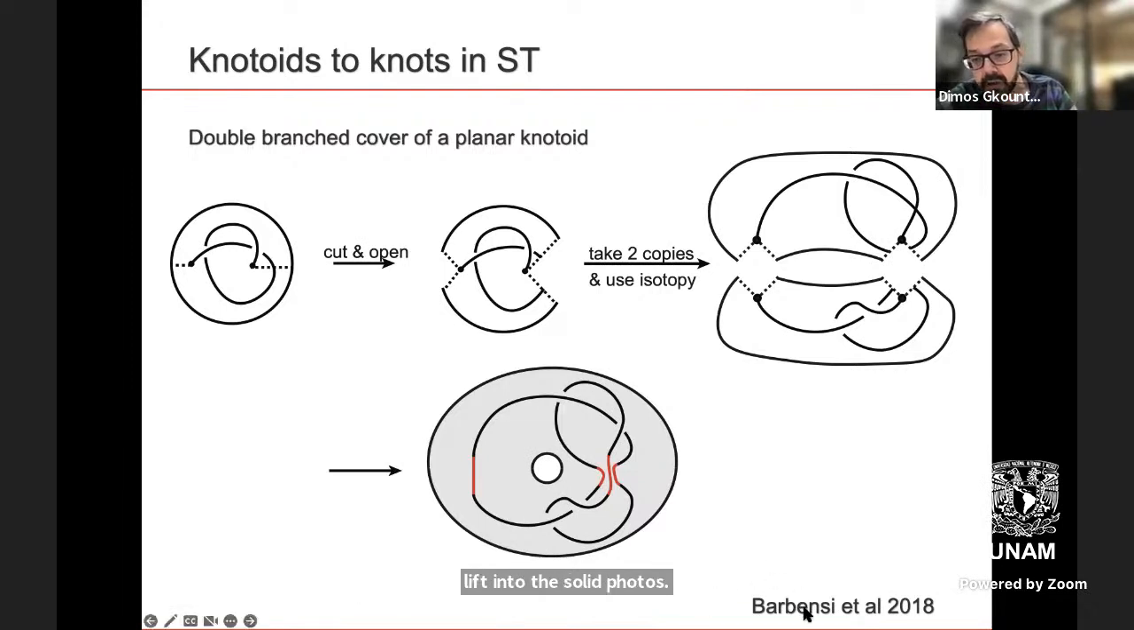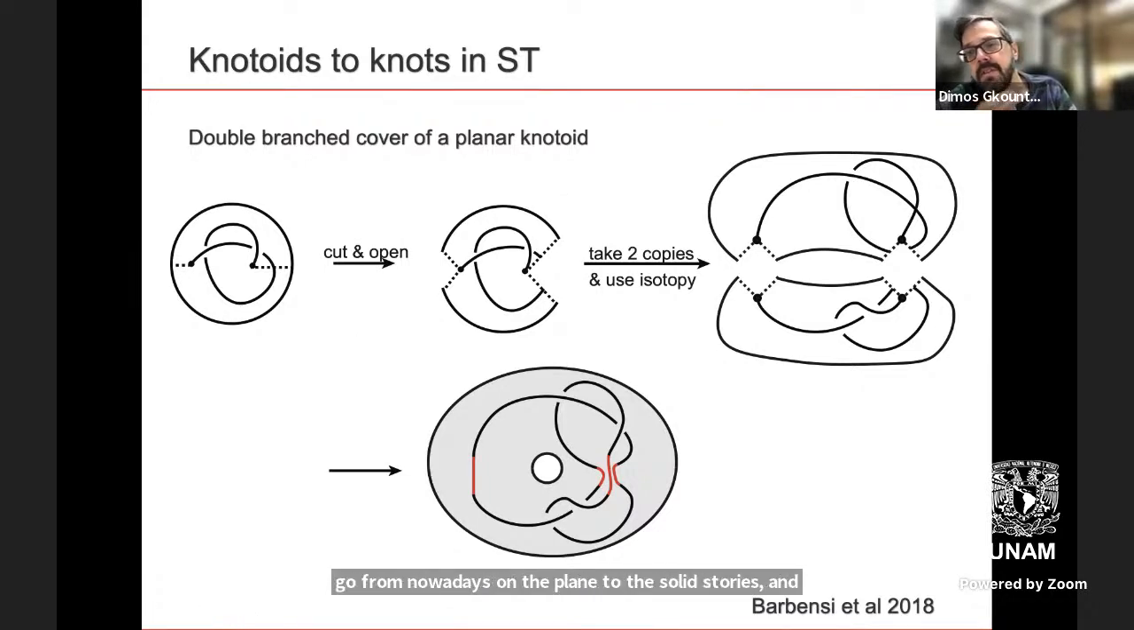For more information, again, I will just cite this paper by Barbensi and collaborators from 2018 that exactly describes this operation, how you can go from knottoids on the plane to the solid torus. And why I'm talking about all of this: these are the tools that we used to generate all possible knottoid diagrams on the plane and on the sphere and tabulate them, which we will see later.